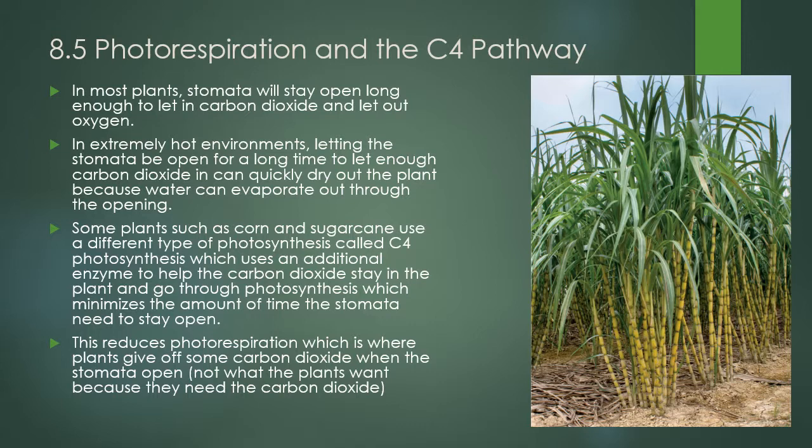And because of this enzyme, the carbon, instead of getting broken down into a 3 carbon molecule to go through the Calvin cycle, uses a 4 carbon molecule, and that's why it's called the C4 pathway. But essentially, it's just a different enzyme that is utilized to make it so that those stomata, those pores in the leaves, don't need to be open as long, so that the plant doesn't dry out in a really hot environment and give off a lot of carbon dioxide.